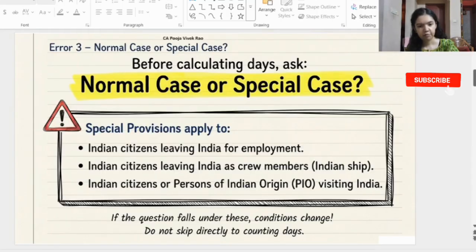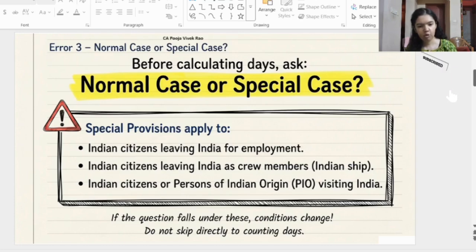Error number 3, not identifying whether it's a normal case or a special case. Before calculating the number of days, ask yourself one simple question: is this case scenario a normal case or a special case? ICAI has specifically emphasized this point.